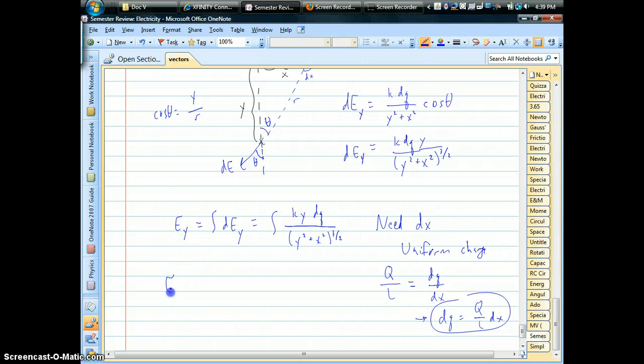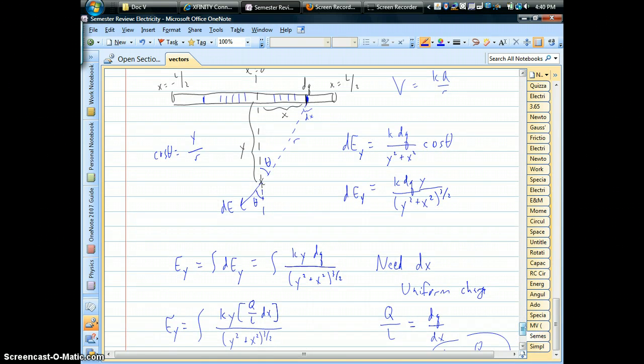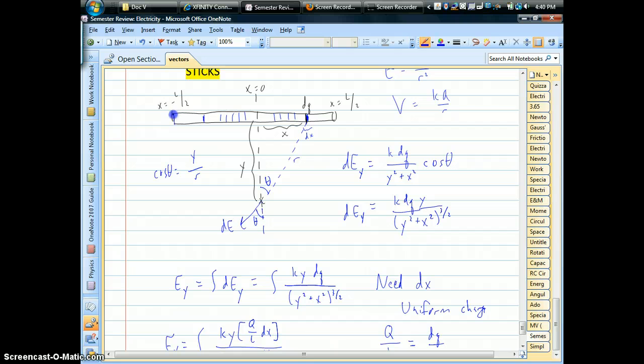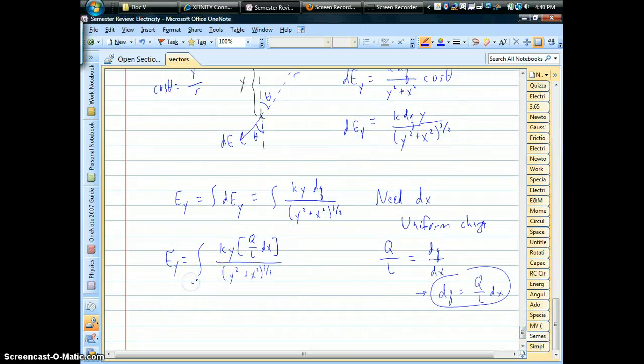So in the end, the integral that we have is k times y times this dq, but now we substitute in total charge over total length times dx, all over the distance, that's the r, to the 3/2 power. And last but not least, we need limits on this integral. In order to add up all the chunks, we have to start at one end and keep adding chunks all the way to the other end. So we're going from x equals negative L over 2 to positive L over 2.